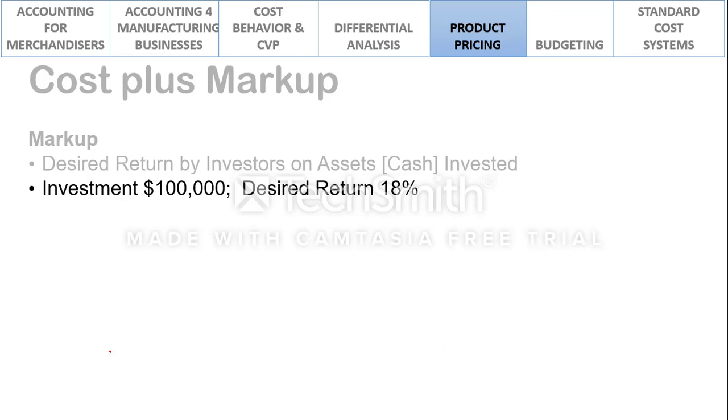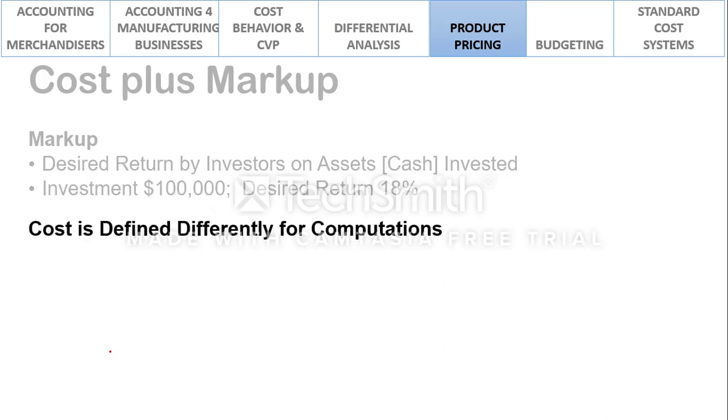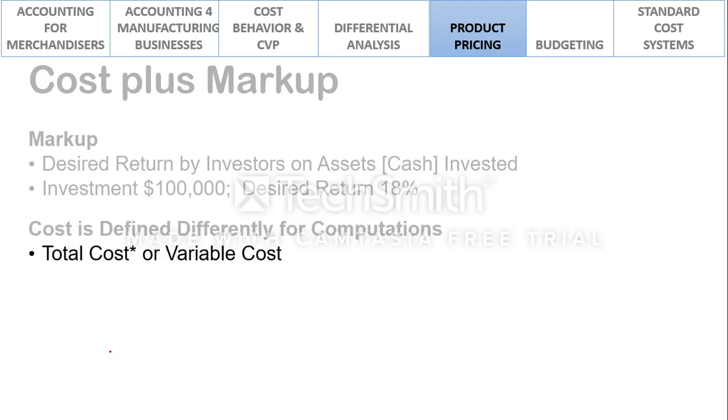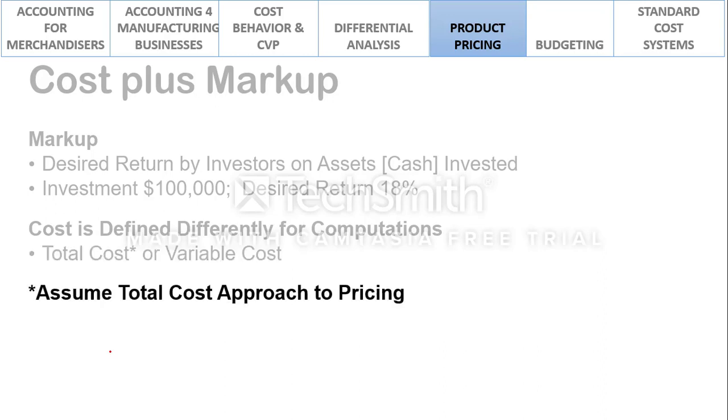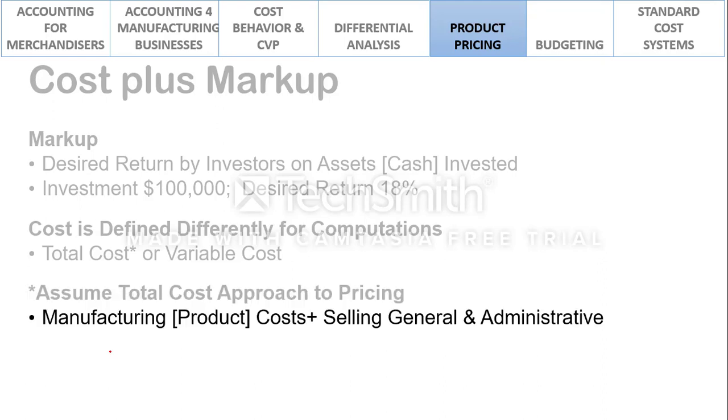Cost is defined differently for these computations. Sometimes it might be total cost that's incurred by the company. In some instances, it might be variable cost only. Sometimes it might be product cost. Whatever the case, in this particular scenario, we will use the total cost approach to pricing. So let's assume then, if we use the total cost, we're going to add the manufacturing or the product cost plus our selling, general, and administrative cost that was incurred.